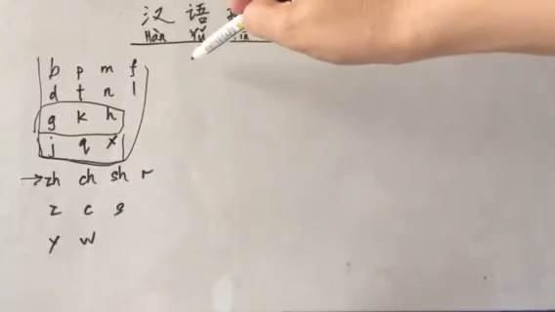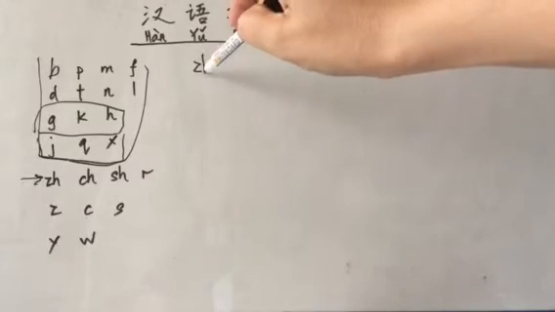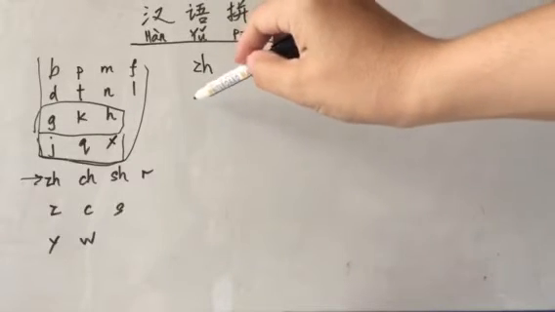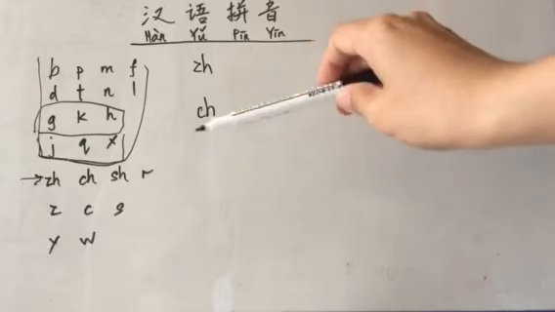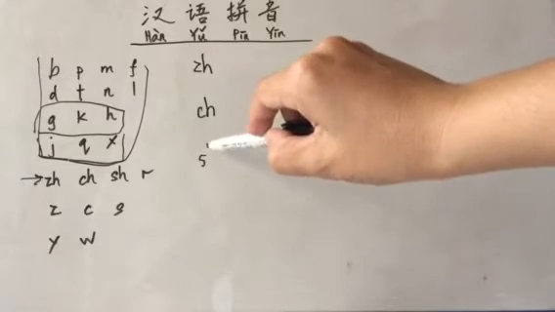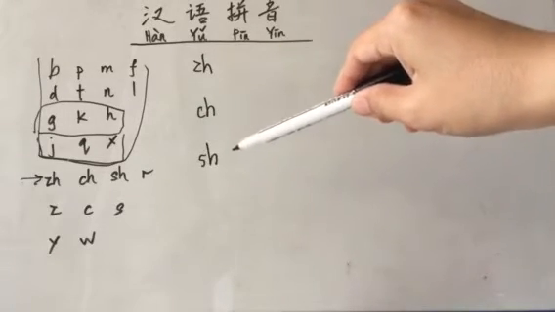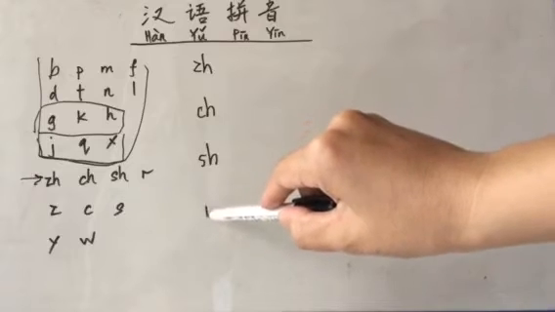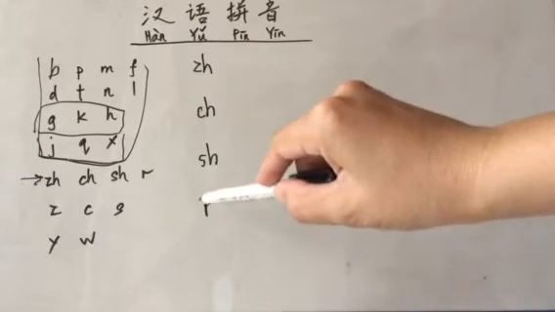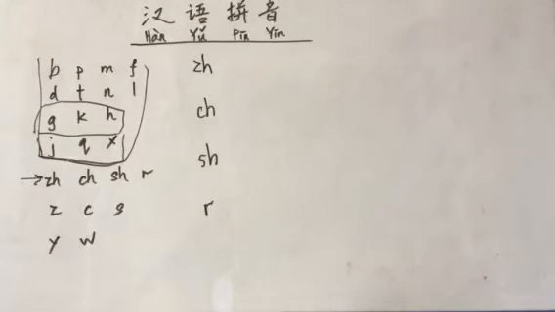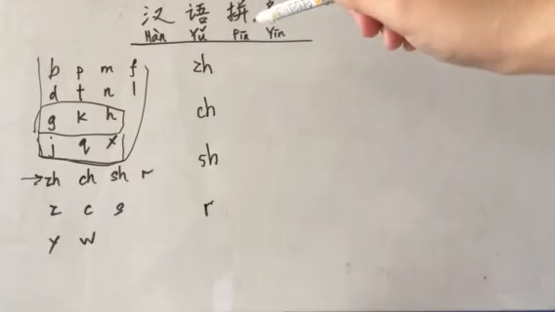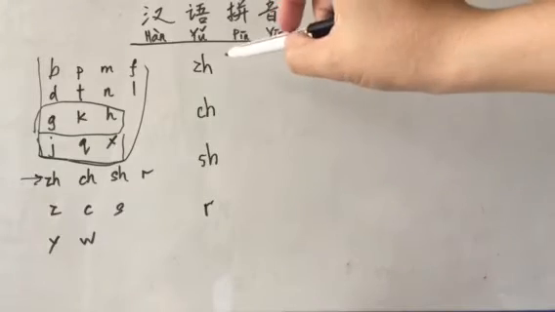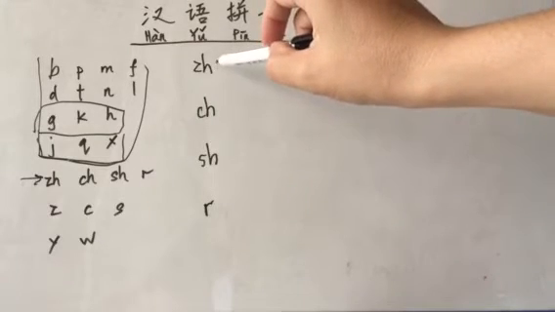Okay, let's practice the first one. 知, 吃, 诗, and this is 日. So when you match it with the finals, we use the single finals because it's easier.